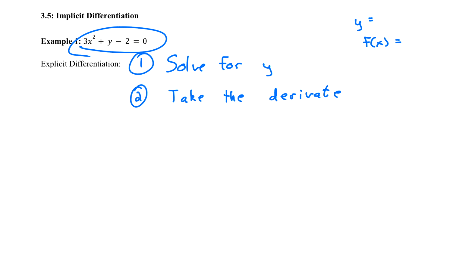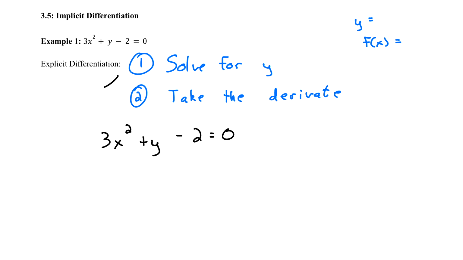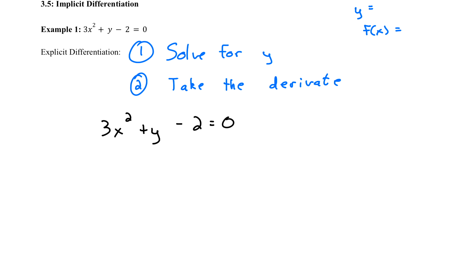If I have 3x squared plus y minus 2 is equal to 0, so I'm just going to copy that problem down here. I've got 3x squared plus y minus 2 equals 0. So my first step here says I'm going to solve for y. So this would mean add 2, subtract 3x squared from each side. So y equals 2 minus 3x squared. There, now I have y by itself.